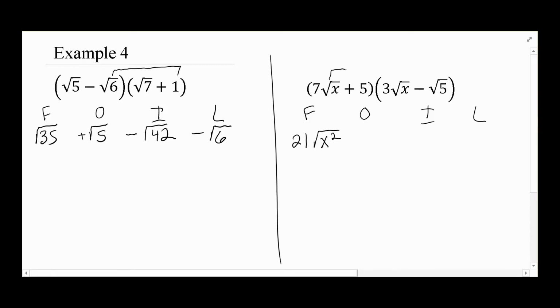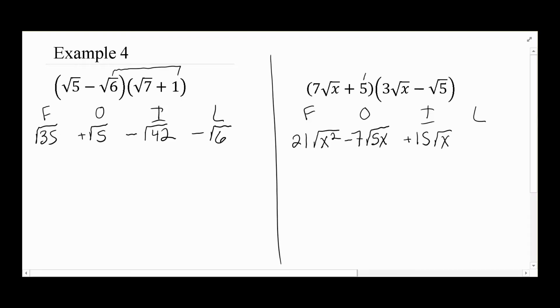Now let's do the O part of FOIL. Outside the radical, I have a 7 and a -1. Don't forget that negative there. That's going to get me -7. Inside the radical, I have a root x and a root 5. That's going to get me root 5x. Now we'll move on to the I part of FOIL. Outside the radical, I have a 5 times a 3. That's 15. Inside the radical, I have an x.